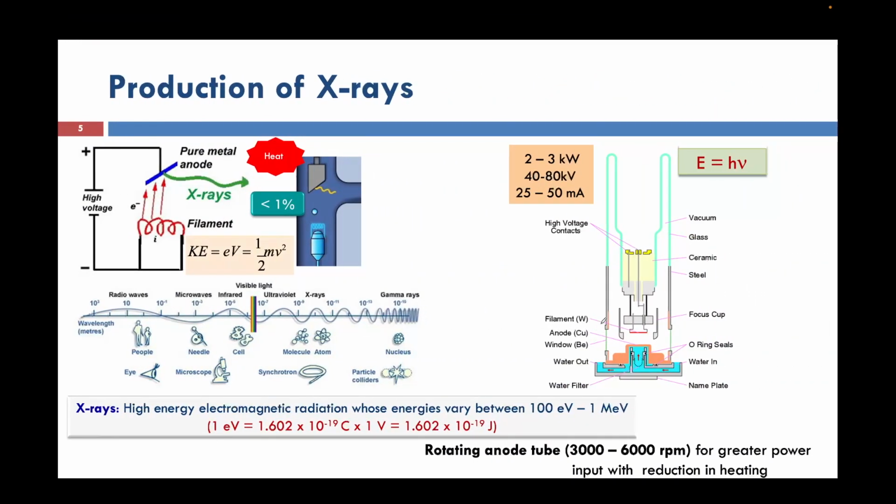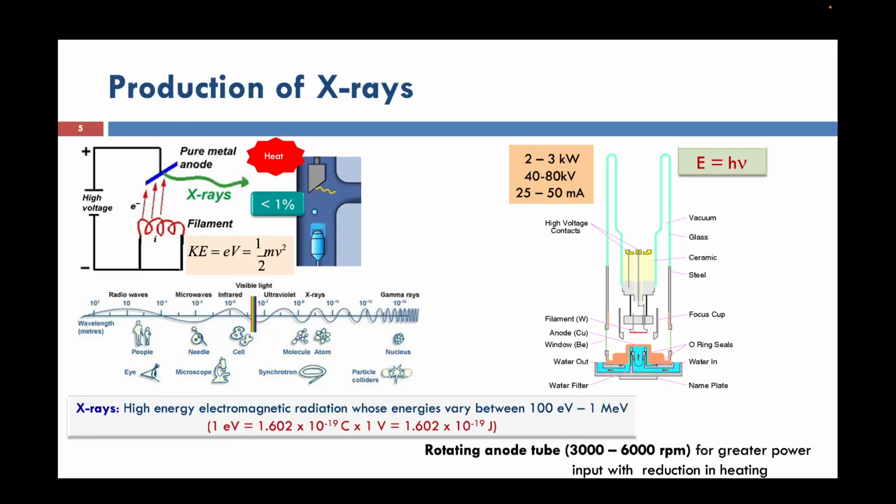Okay, so we'll see now how the production of X-rays took place, after the historical perspective. The X-ray production is nothing but what Röntgen did. He put an extremely high potential between anode and cathode.